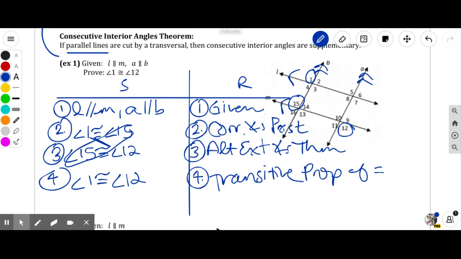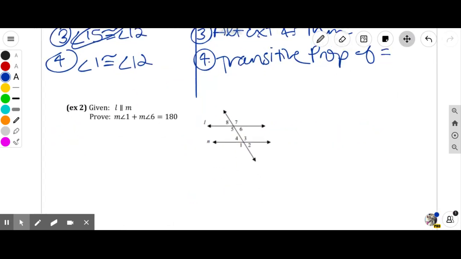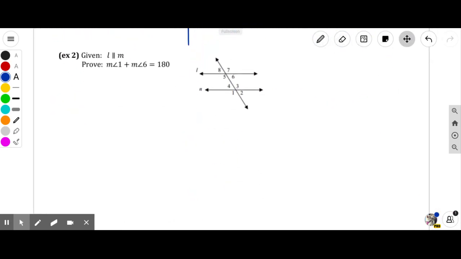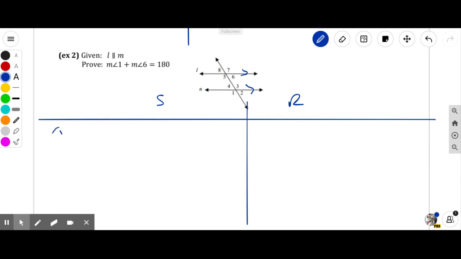Given the lines are parallel, prove two angles are congruent. I would say this is the most common type of parallel line proof that you'll see. The next one is kind of similar, but it deals with being supplementary, like adding to 180 instead. And so we're given that L is parallel to M again. And I'll restate that given information. So let's see what we're trying to prove here. We're trying to prove that 1 and 6 add to 180.